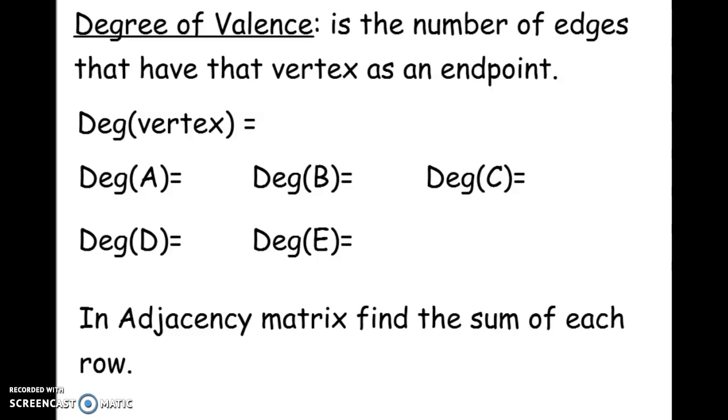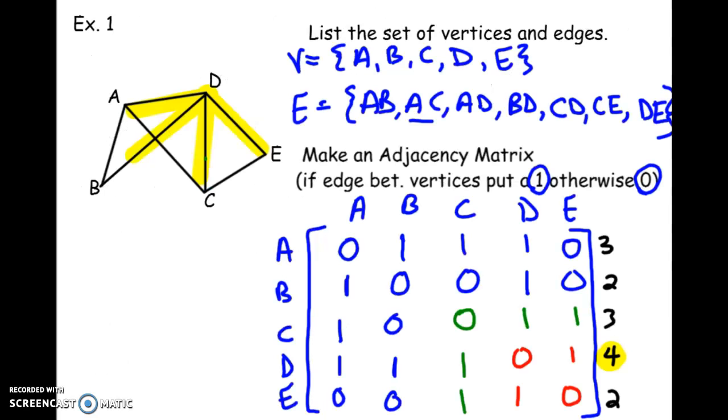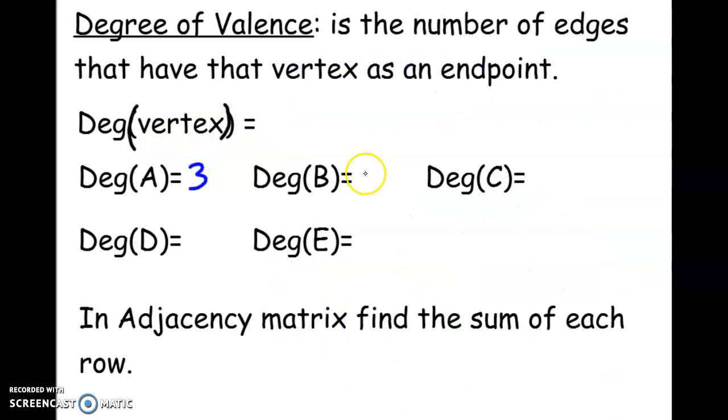All right. I'm going to do something else with this. Using that same example we were just using, degree or valence is the number of edges that have a vertex as the endpoint. So we write degree, and then in parentheses we write the vertex. So the degree of A. Since A had 3 lines coming from it, the degree of A was 3. Since B, you can look at that matrix we just made, B had 2 lines coming from it, so the degree of B was 2. The degree of C would have been 3. The degree of D was 4, and the degree of E was 2.